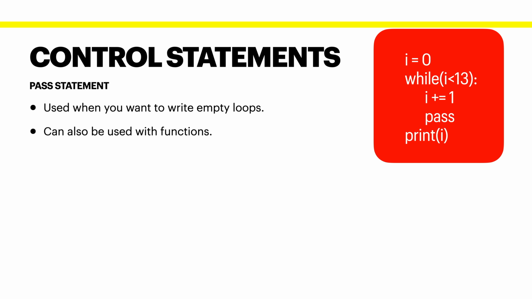So in the new iteration, again the value of I will be incremented from 1 to 2. And this process goes on and on till the value of I is equal to 13. Once the value of I is equal to 13, it will simply come out of the loop and print the value of I, which is 13.